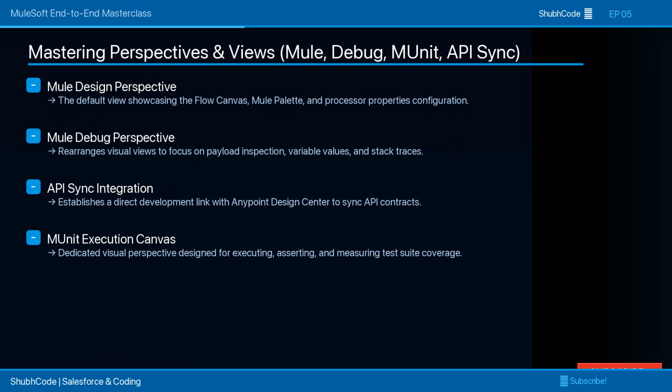Another crucial architectural asset is the API Sync view. Instead of manually downloading RAML or OAS specifications from Design Center, and copying them into your project, you must use API Sync to link your local Studio workspace directly to your Anypoint Platform Exchange account. This establishes a clean, continuous delivery link where you can pull schema updates or push implementation contracts directly back to the cloud. Do not make the mistake of using the default Java perspective. It lacks the underlying indexing needed to parse Mule schemas, properties, and the DataWeave expression engine accurately.